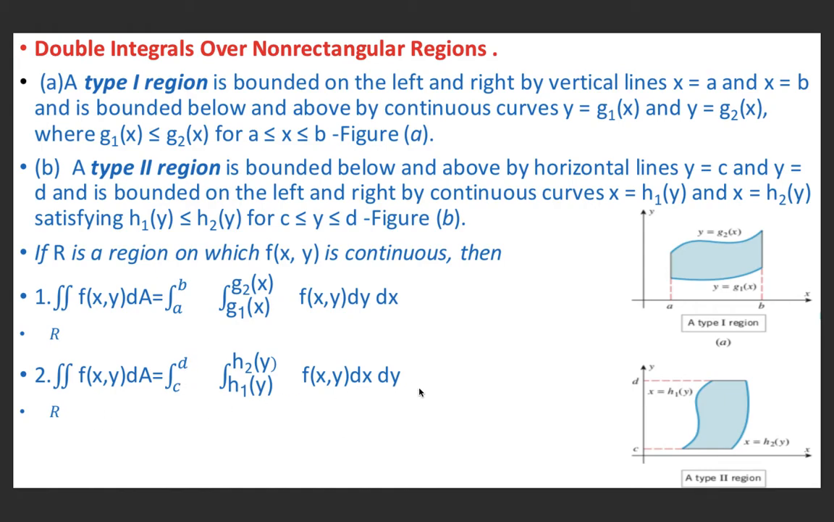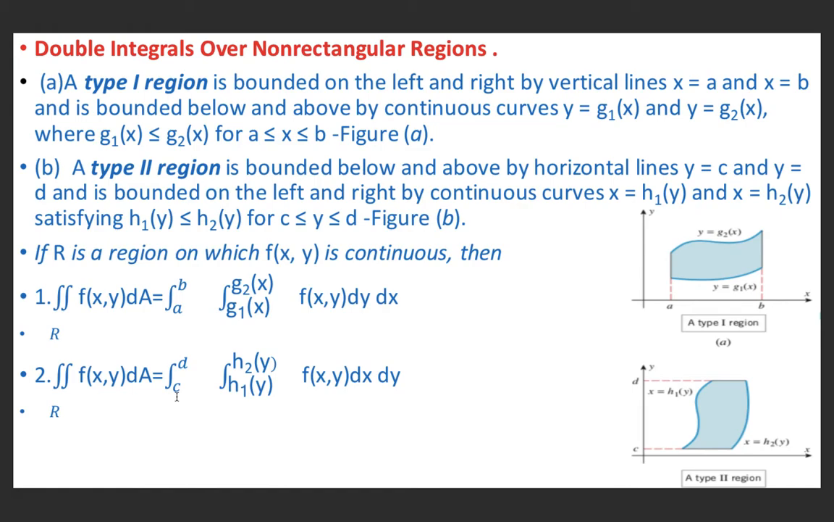This is consistent with the fact that the value of each iterated integral is a number that represents a net signed volume. Here the inner limits are variable. These are the limits of y, these are the limits of x, but the outer limits are constant. It means that the value of each iterated integral is a number that represents a net signed volume.